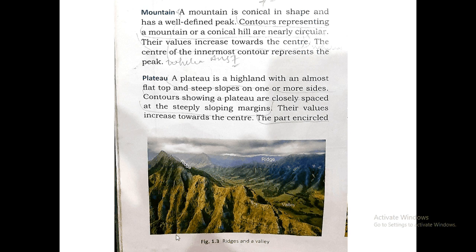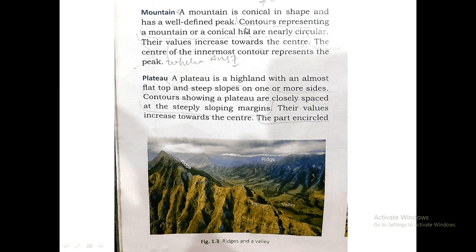The next point is mountains. So that we can understand about the slope with the help of contour. Then how will we understand mountains? A mountain is conical in shape. तो पता ही है हमें माउंटेन का शेप कैसा होता है, कोन जैसा होता है, and has a well defined peak.